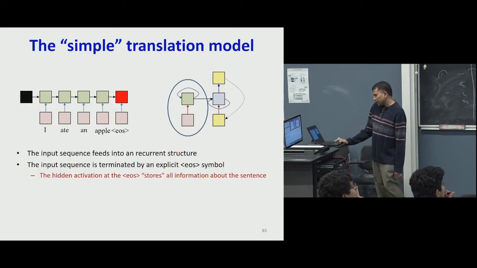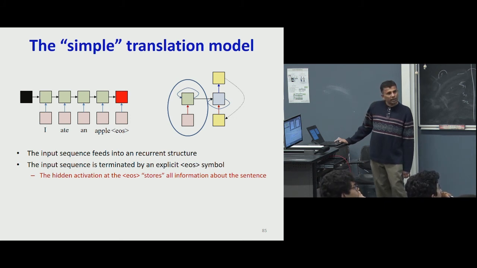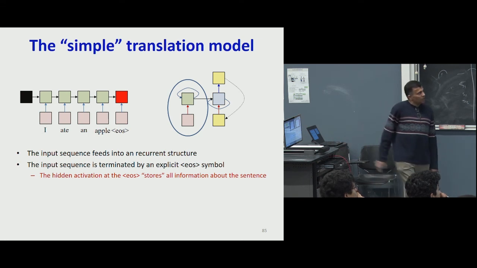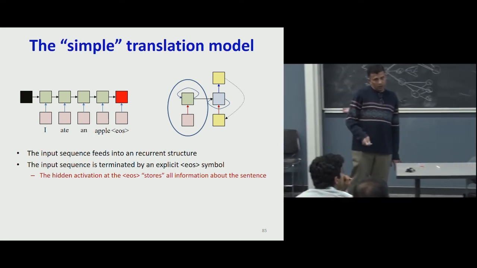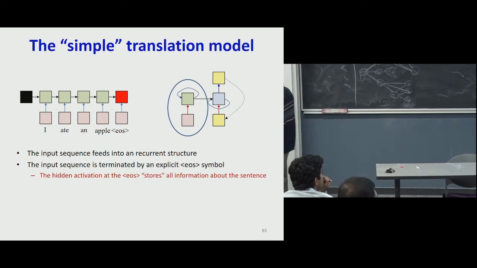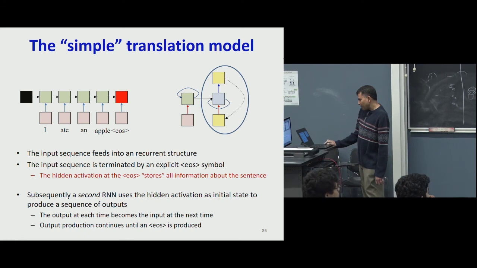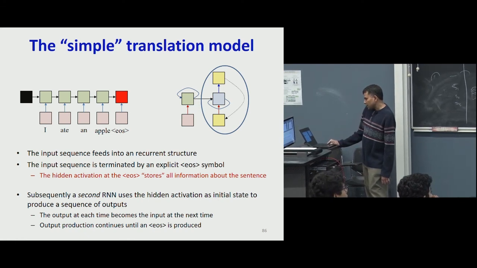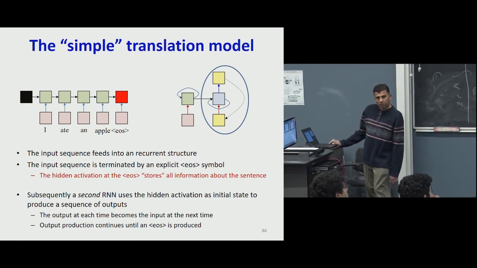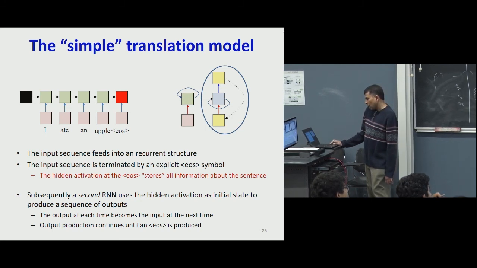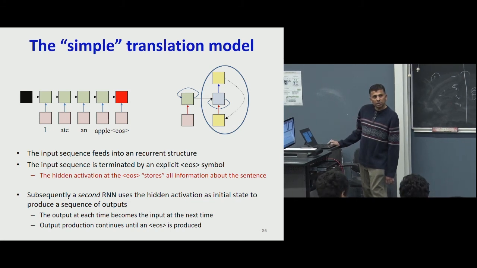The input feeds into a recurrent structure of this kind, and the input is terminated with an explicit end of sequence symbol. And when the input is finally processed, you get the values in the little red box at the extreme right. Now, subsequently, that red box is going to be fed into the second RNN, which uses the hidden activation as an initial state to produce a sequence of outputs. So the output at each time simply becomes the input at the next time. And output production continues till an end of sequence symbol is produced.